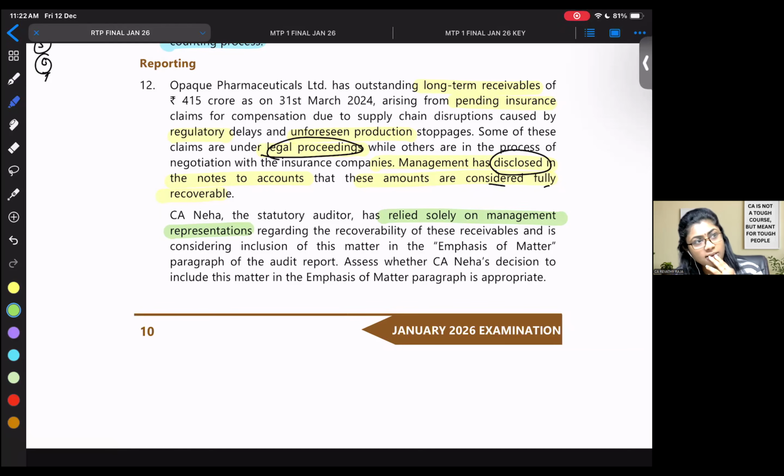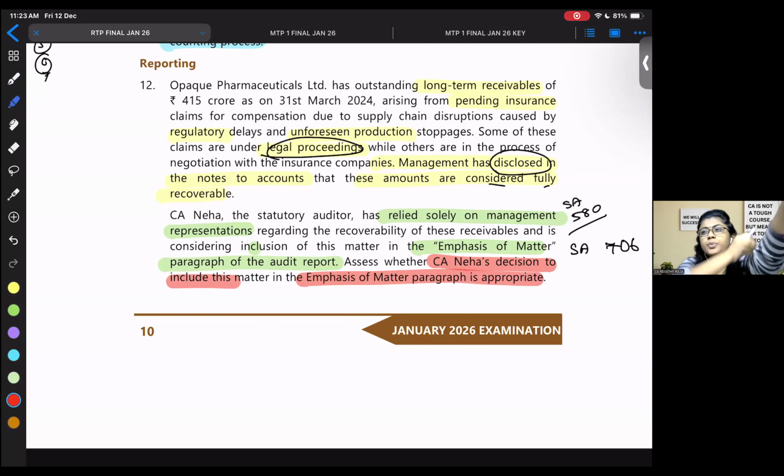Any standard came to your mind? Neha relied on the written representation, management representation, SA 580. And then she considered inclusion of an emphasis of matter paragraph. Any SA came to your mind? She wanted to include an emphasis of matter paragraph, which is SA 706. Now, they want us to assess whether CA Neha's decision to include EOMP is proper. Let me first know: proper or improper?